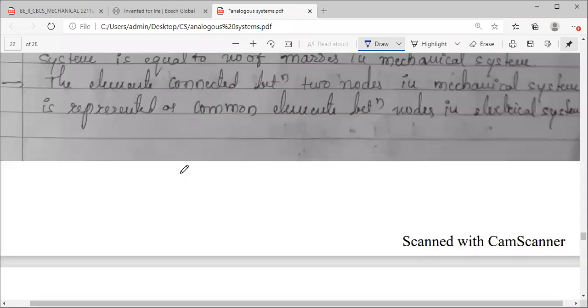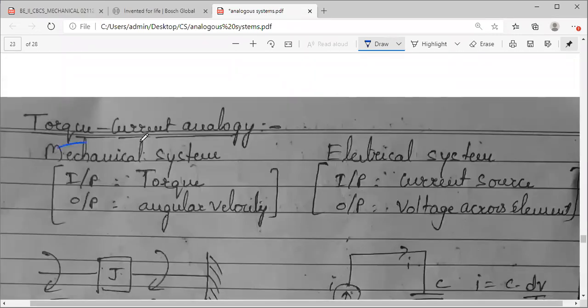Force current or torque current analogy. These four slides are important to you. Please, if it is possible for you, make a note in your notebooks. Please write whatever I have shared in your groups. Please note it down at one place, so that when we start solving the problems, you can refer to that. You can turn the pages and refer.